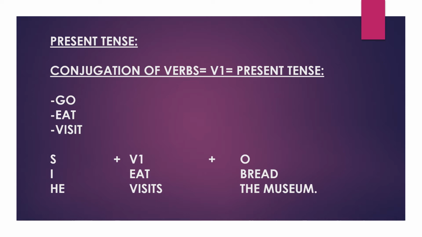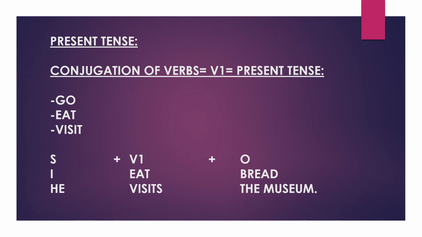Let's see the example for verb 1: go, eat, and visit. These are the verbs that we use for present tense. Why? Because present tense is very simple. It takes the most simple verb. It happens every day. It's the habit of somebody or everyone.